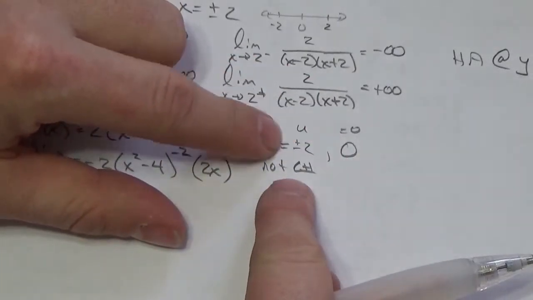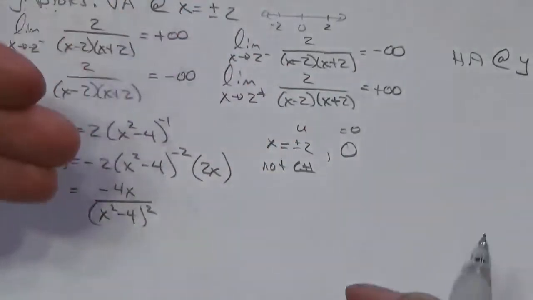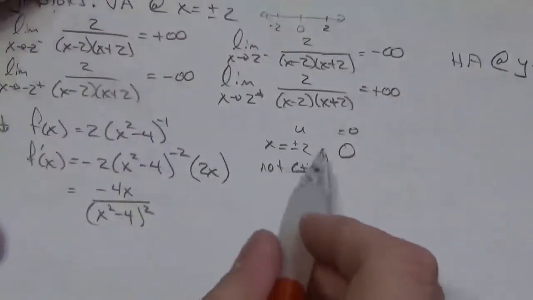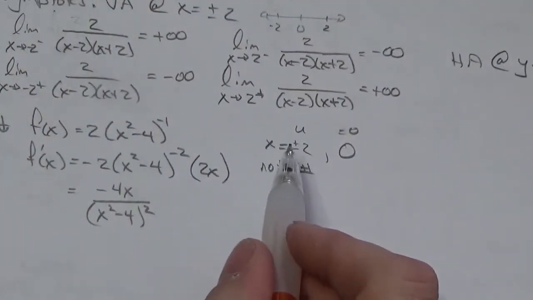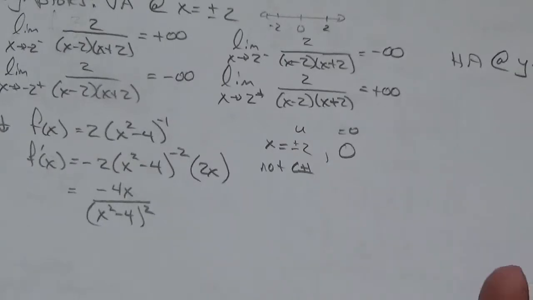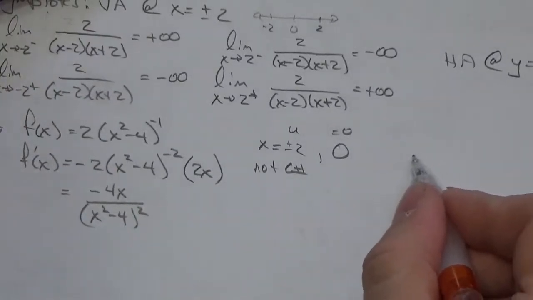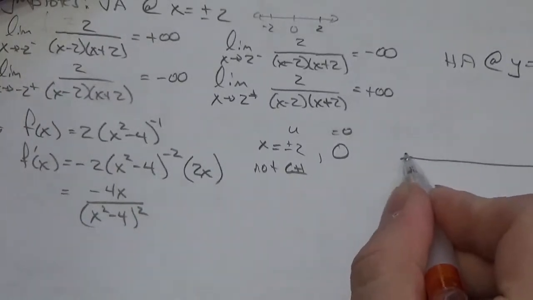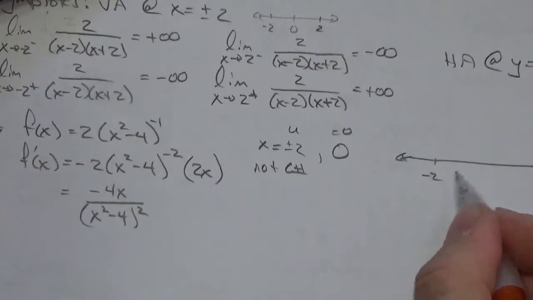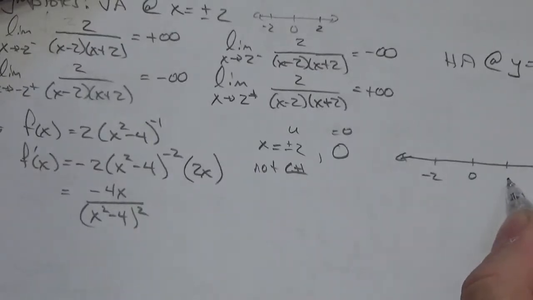These ones right here are significant because the intervals of increase and decrease can change on either side of plus or minus 2. But that's because we're looking at asymptotes. And behavior can change dramatically on either side of an asymptote. Now, let's just take a quick look at the function here. So here's negative 2, here's 0, here's positive 2.